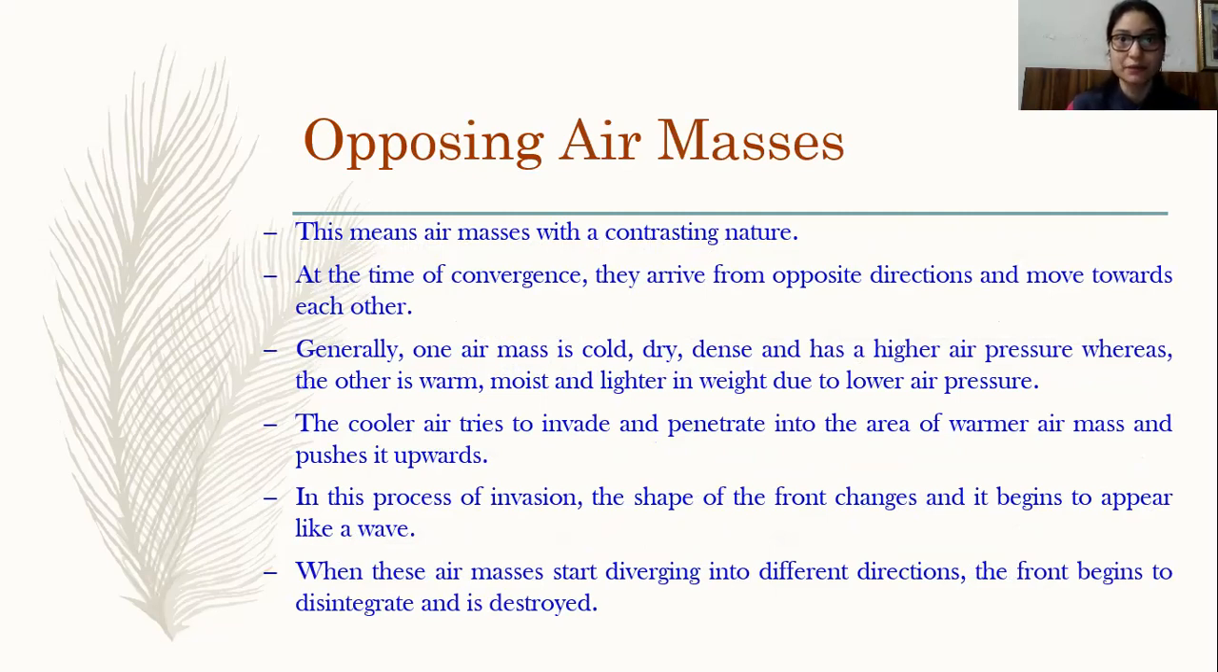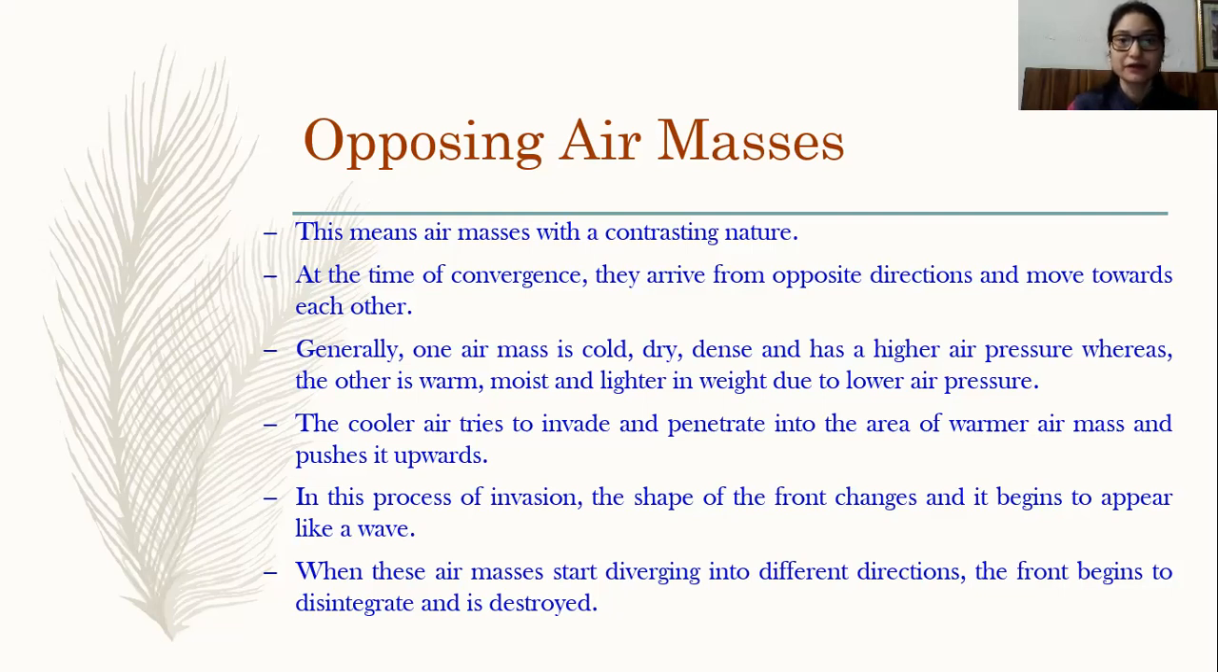They are not similar to each other. They are not the same. They have opposing characteristics. That means one is warm, one is cold, one can be humid, another can be dry, one can have a different direction and wind speed, one can be coming from the east, another can be coming from the west. So these things are of great importance when I am telling you about opposing air masses, or air masses having a contrasting nature. That means there is a contrast, there can be a comparison between the two. That is the meaning of contrast.